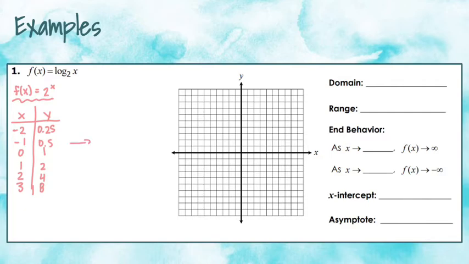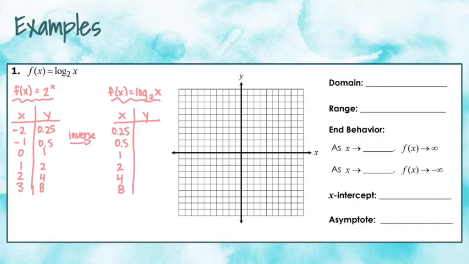So to do the inverse, which is the function we're looking for, log base 2 of x, all you do is switch the x and y values. So these become 0.25, 0.5, 1, 2, 4, and 8. And these become -2, -1, 0, 1, 2, 3. And this is what we are going to graph.